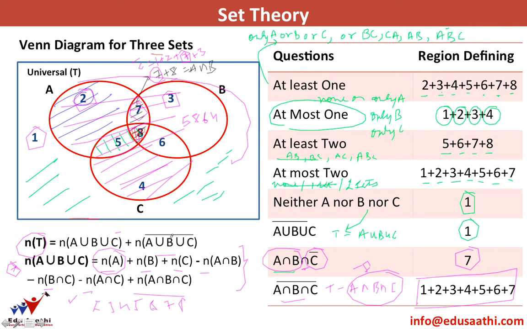I leave this to you to try and prove that this formula is correct. I've told you the method. Just write the regions defining A, which is 2, 7, 5 and 8. Similarly for B, and then for A intersection B intersection C, B intersection C, and this one. And you should get this as the answer.